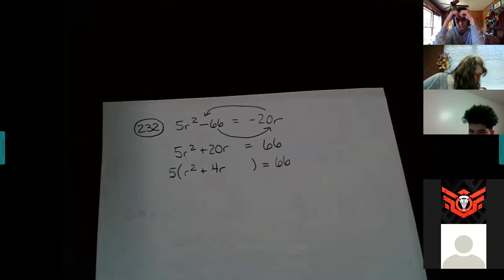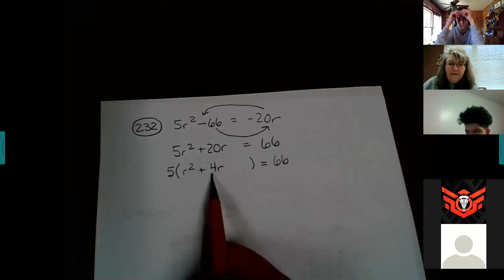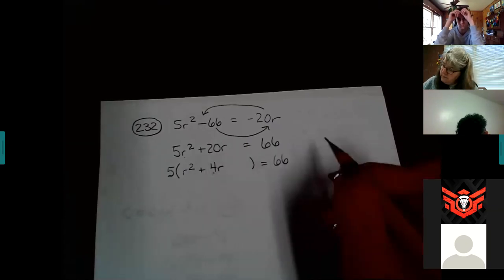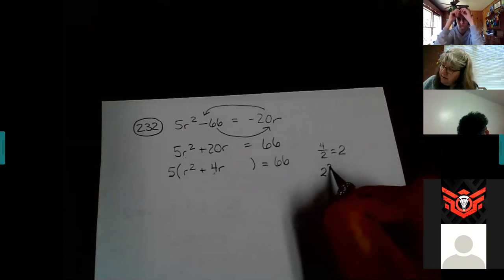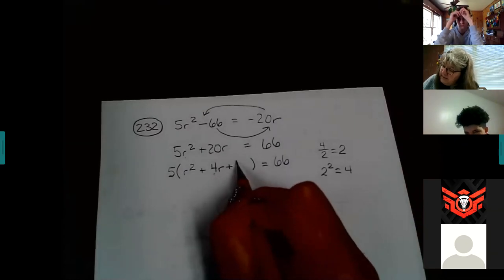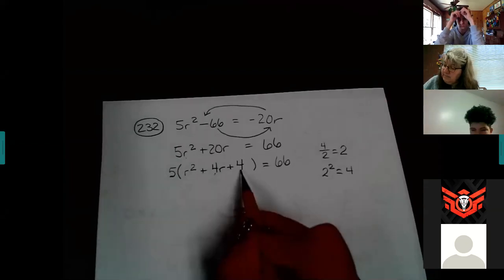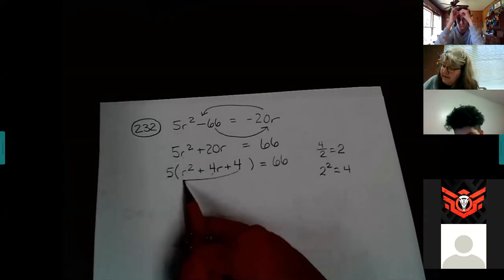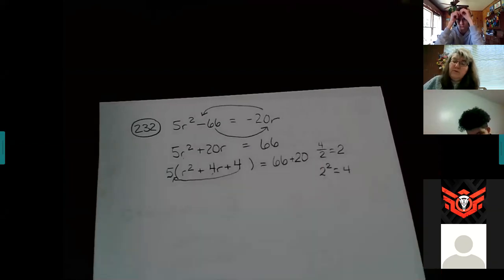Then on the flow chart, it says take the thing in front of the r and divide it by 2. What's 4 divided by 2? 2. And then it says square that. 4. And then it says put that number in the parentheses. Then it says multiply that times 5, add 20 to 66, and then add 20 over to 66.